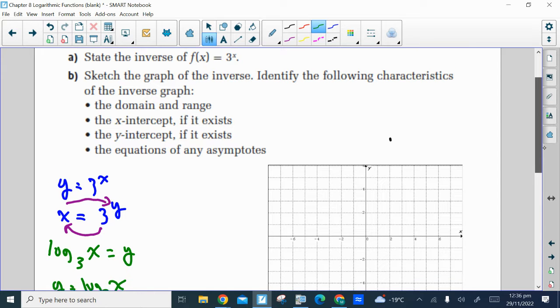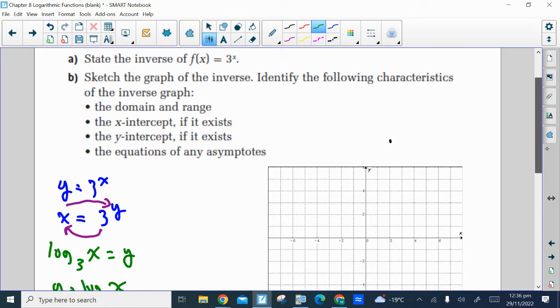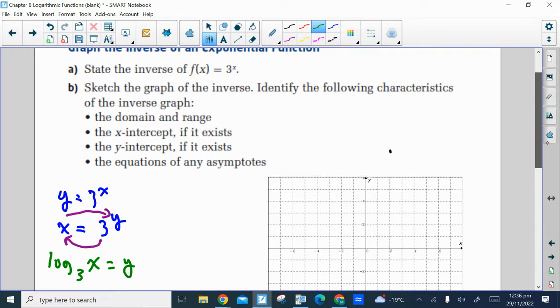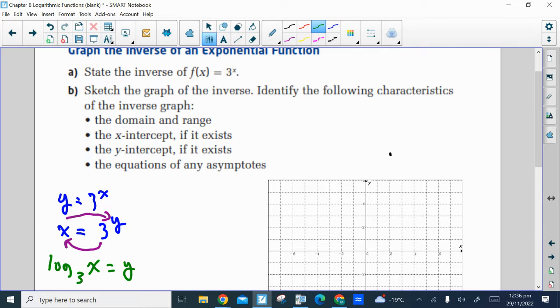Now, it says sketch the graph of the inverse, identify those characteristics. So I think probably the easiest way to do this is do a table of values for the original function, y equals 3 to the x. Let's do a table of values for that. And then to get the corresponding table of values for the inverse, which is what the equation we ended up with is, we just switch the x and y values around. But I'm going to start with a table of values for the original relation, y equals 3 to the x. So these are the values for x I'm going to choose.